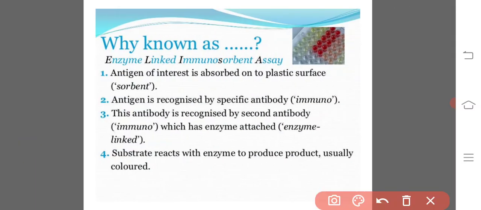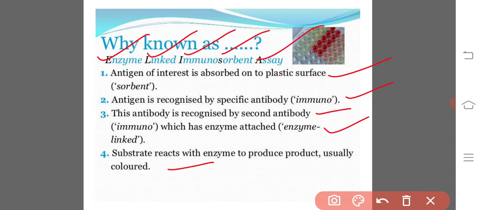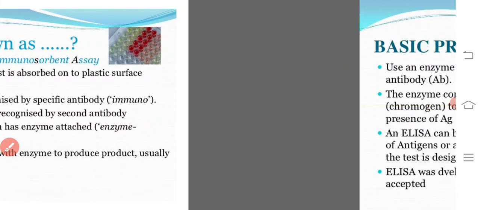Here, the antigen of interest is absorbed onto a plastic surface. It is a sorbent substrate. The antigen is recognized by a specific antibody, that is the immuno part. This antibody is recognized by a second antibody, which has an enzyme attached, enzyme linked, and the substrate reacts with the enzyme to produce a product, usually colored. So it is known as the enzyme linked immunosorbent assay, that is the ELISA.